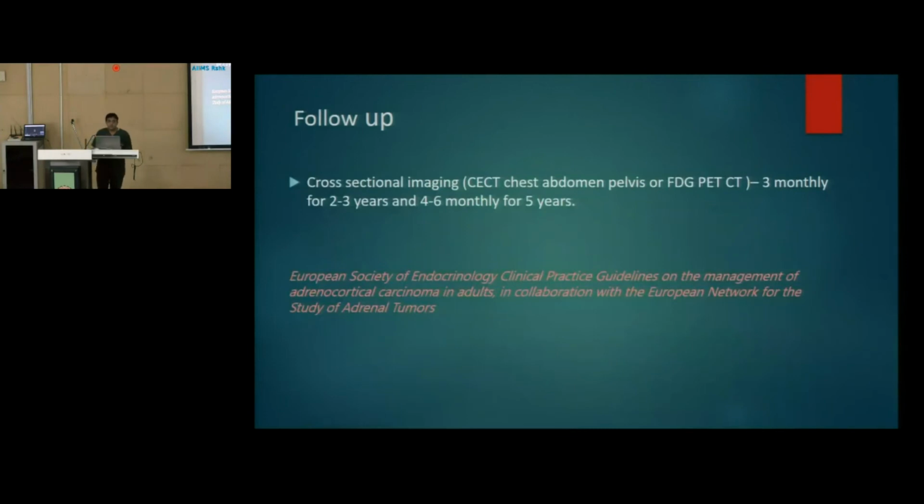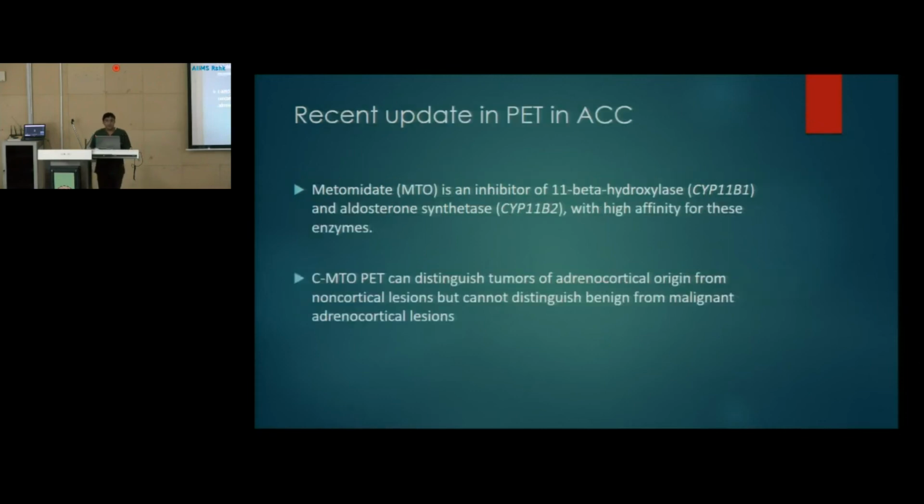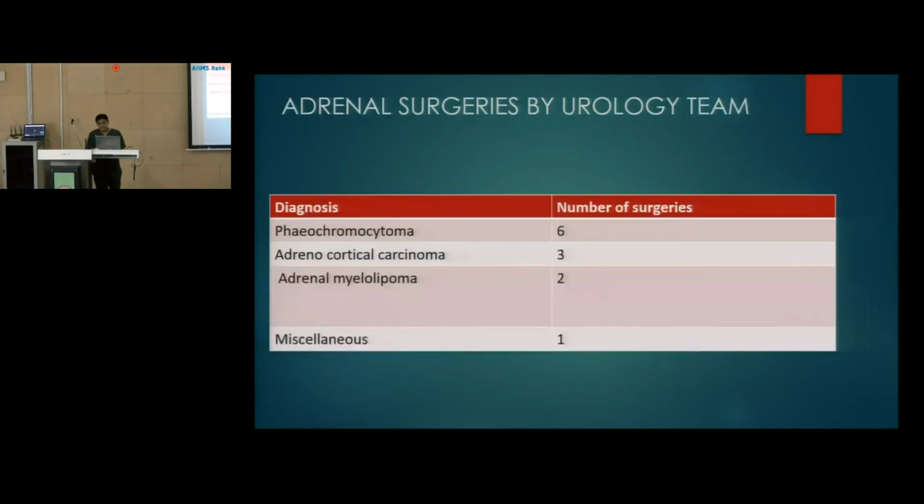Regarding the follow-up of adrenocortical carcinoma post-resection, cross-sectional imaging is advocated 3 monthly for an interval of 2 to 3 years, and then less frequently at an interval of 4 to 6 months for 5 years. This is according to the clinical practice guidelines of the European Society of Endocrinology. As a recent update on PET in adrenocortical carcinoma, there is an upcoming modality, metomidate PET, that can distinguish tumors of adrenocortical origin from non-cortical lesions, but it can't distinguish benign from malignant corticolesions.